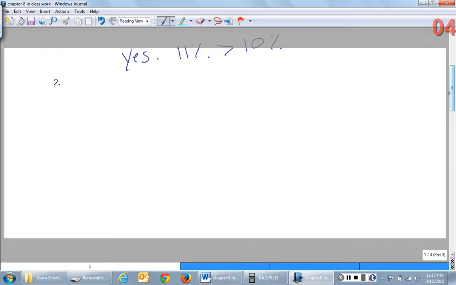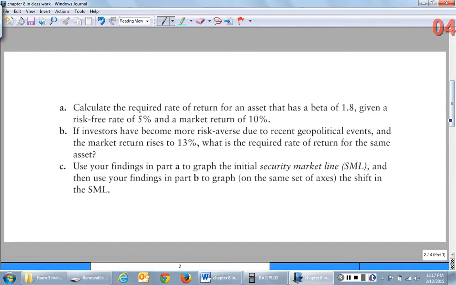So number 2. Number 2 asks you to calculate the required rate of return for an asset with a beta of 1.8. The risk-free rate of return is 5% and the market return is 10%.